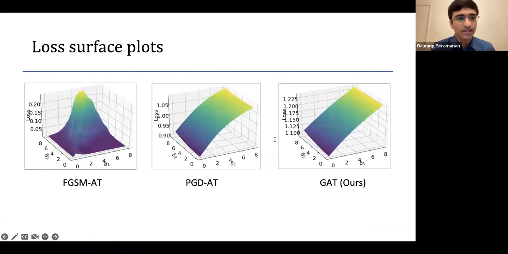Also, in sharp contrast to other single-step training methods which possibly show gradient masking, we show that the model trained using GAT is smooth, as shown on the right, similar to that of the PGD trained model, which is a multi-step trained model that doesn't exhibit gradient masking. And this helps verify the absence of gradient masking in some sense in the proposed single-step defense.